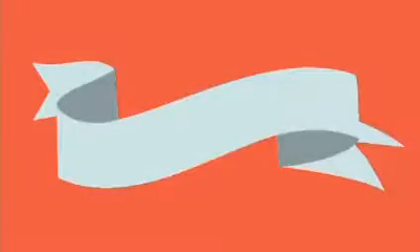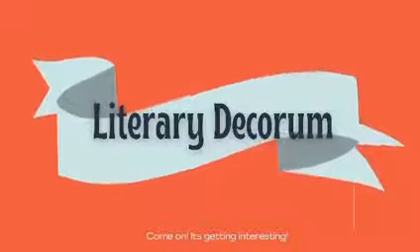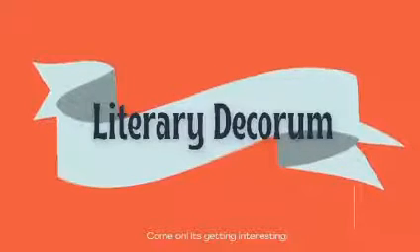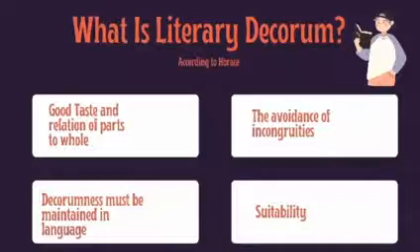So the next topic is about literary decorum, which will be explained by me, Nisana Yaza. According to Horace, decorum means the adherence to good taste and the relation of parts to wholes. Decorum for Horace is the avoidance of incongruities. The very first sentence in Ars Poetica juxtaposes a human head and a horse's neck, a beautiful woman's torso at the tail of a hideous fish, and rhetorically asks if this were not ludicrous.